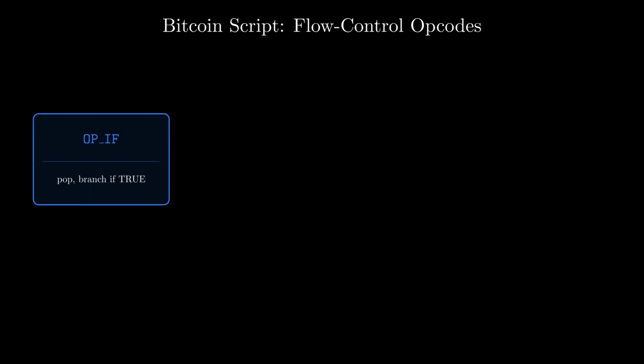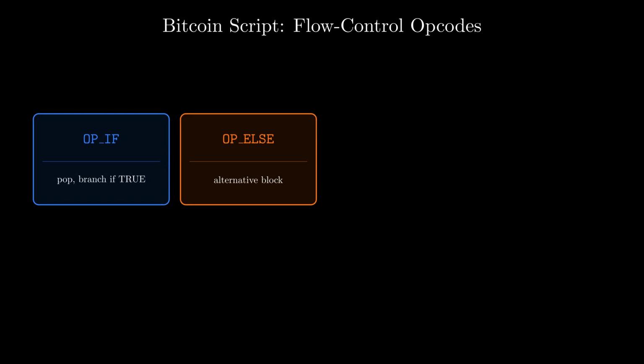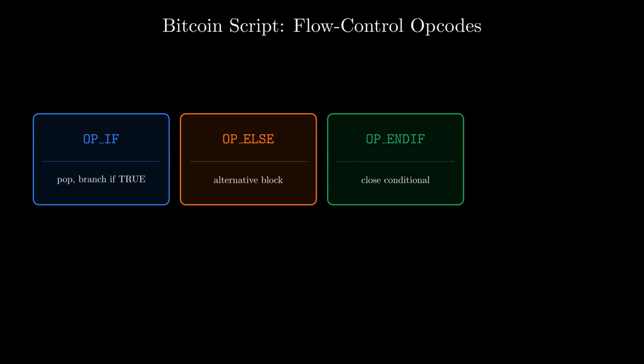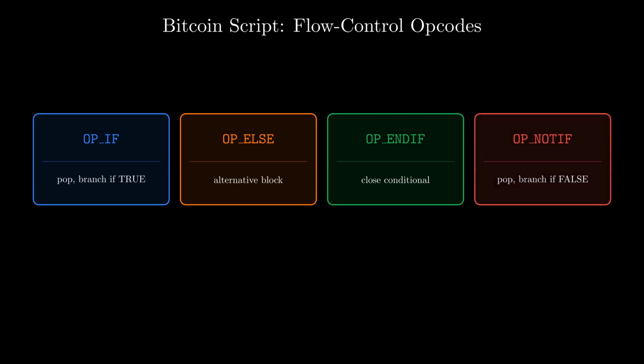Bitcoin script is a stack-based language with 4 flow control opcodes. OP_IF pops the top stack item and runs the next block if it's true. OP_ELSE marks the alternative block. OP_ENDIF closes the conditional. OP_NOTIF is OP_IF with the test inverted.